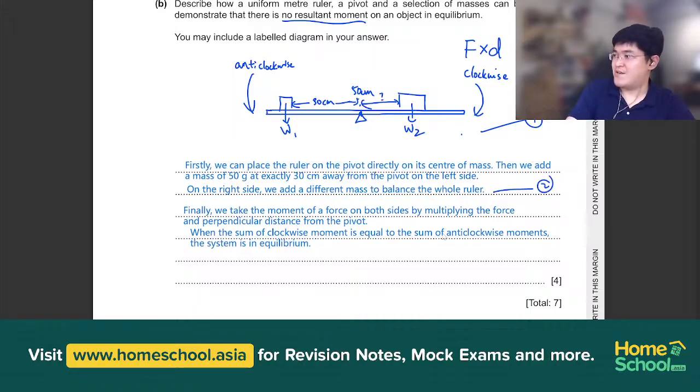The third mark is given when you find the moment of the force, which is multiplying the force and perpendicular distance to the pivot. And finally, your fourth mark is given when you write that the sum of clockwise moments is equal to the sum of anti-clockwise moments when the system is in equilibrium. That gives you your full 4 marks for this question.